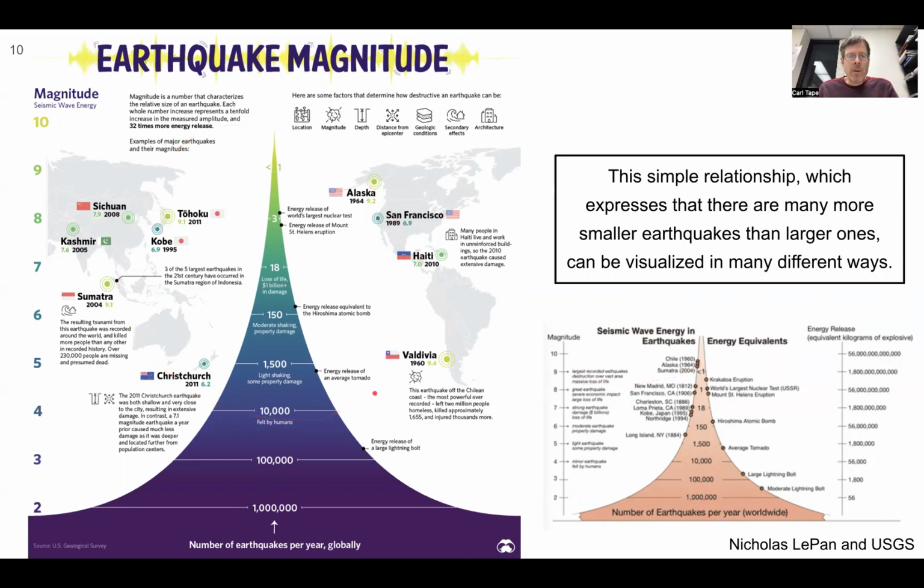On the left is another version of this plot, just a little fancier, kind of highlighting some of the recent earthquakes and exploring facts about magnitude, for example, that it doesn't determine the number of fatalities or the damage. There are other factors that go into the significance of earthquakes, but the main plot here is showing that there are many more smaller earthquakes per year than there are larger ones.